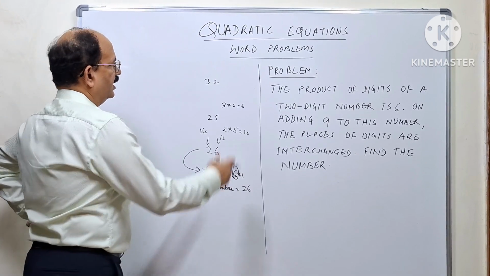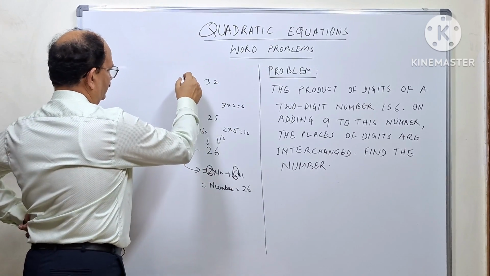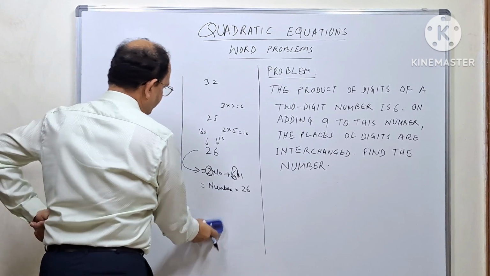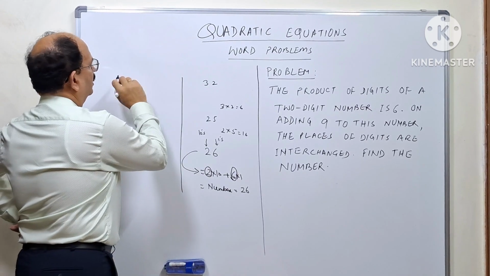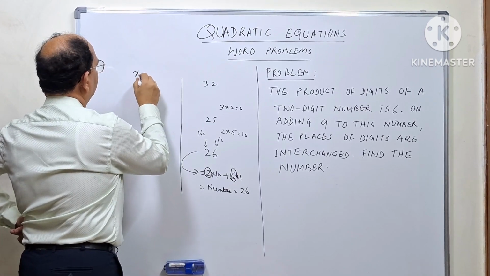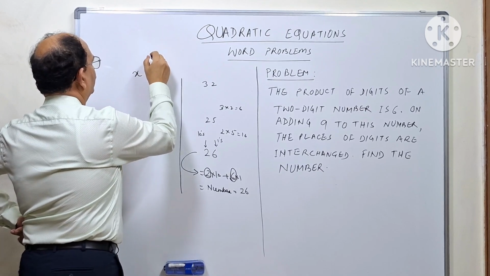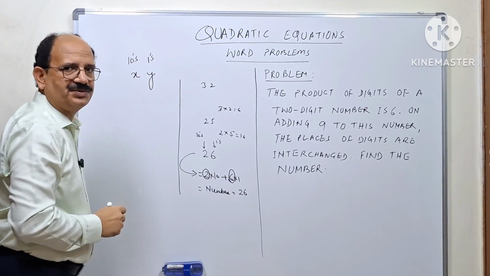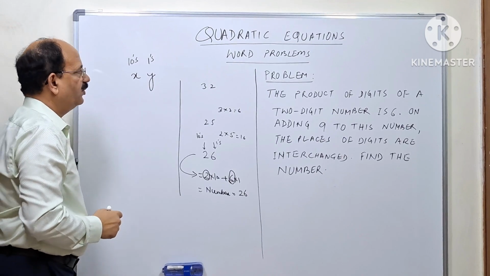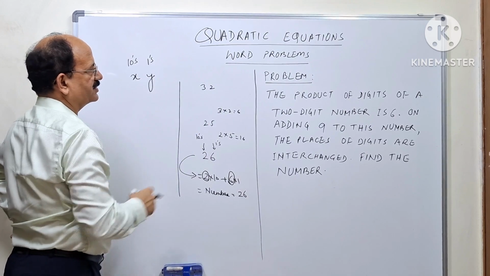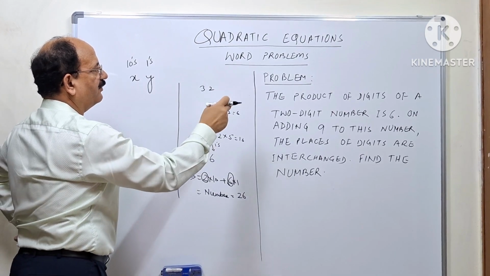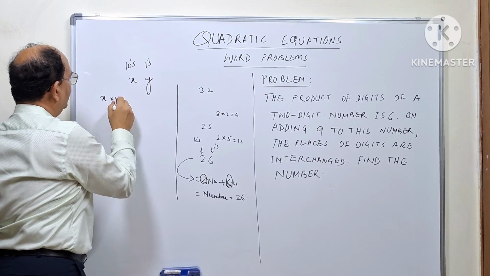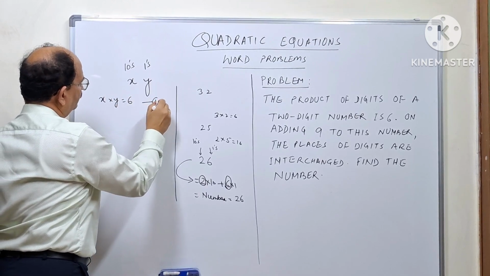Now in this given context, let us assume the digits are x and y. At ones position it is y, and at tens position it is x. Then one thing from the problem statement is that the product of digits of the two-digit number is 6. It means x multiplied by y is equal to 6, right?